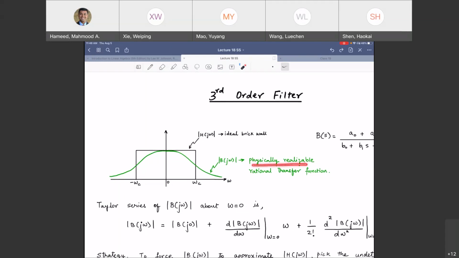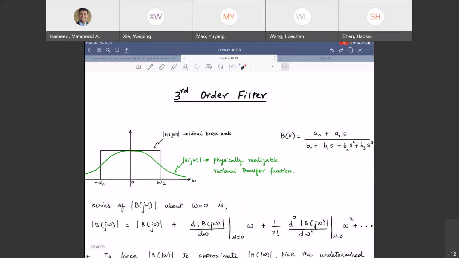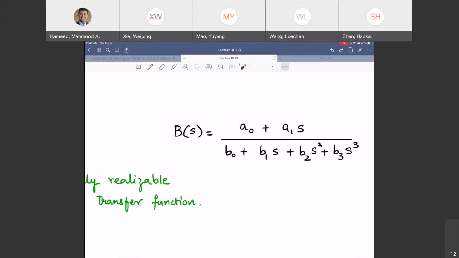So this is your physically realizable rational transfer function. That's what we are after. We are trying to go for what that transfer function is going to be. And we are looking at a third order one. So let's start with the transfer function here, B of S. B of S is the transfer function of the third order Butterworth low pass filter that we are trying to design.